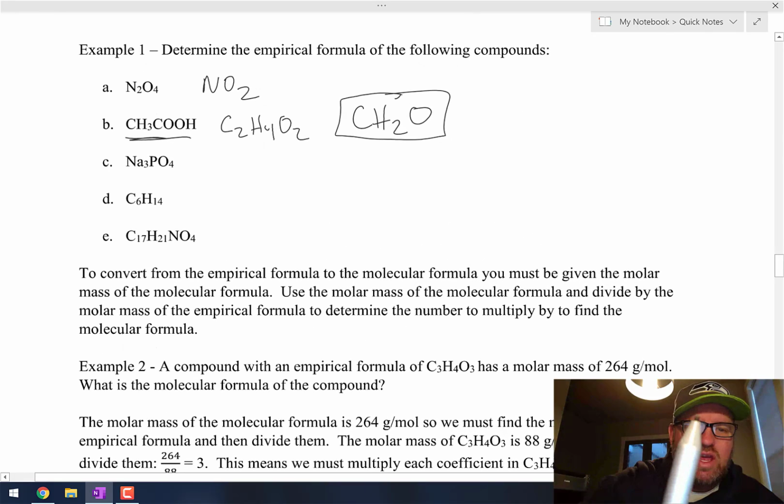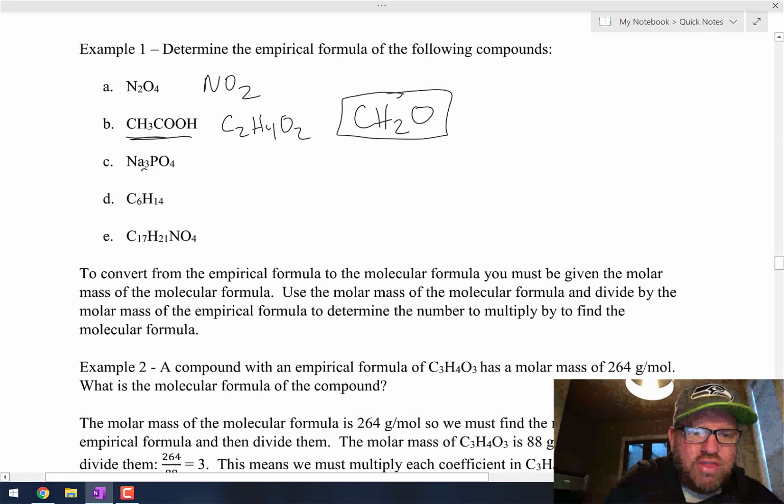Okay, letter C, notice we have a 3, and then we also have just 1 phosphorus, so there's nothing we can do with that, so that can't be reduced, so it's just Na3PO4.